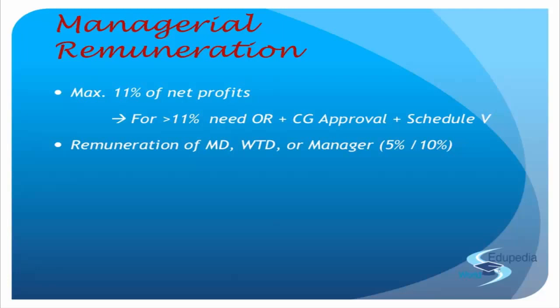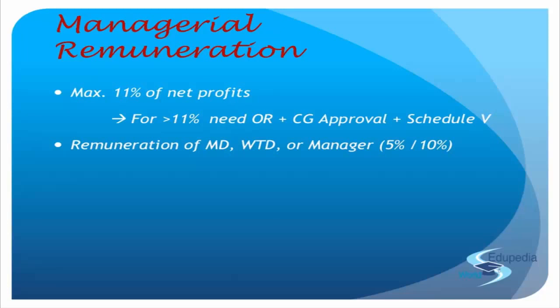Or even if you want to exceed, you have to go to the extent of exceeding the limit of 11%. You'll have to upgrade that limit first with the 3 approvals, right? And then this 5% can be upgraded with just one approval, that is the approval of the members in the general meeting.